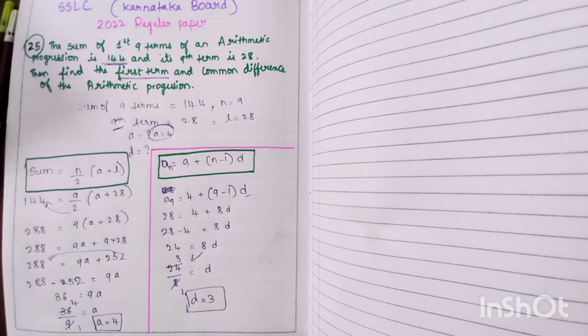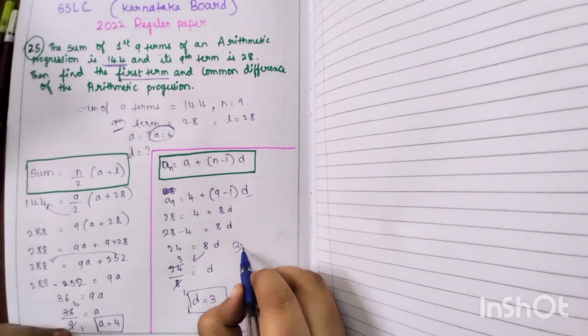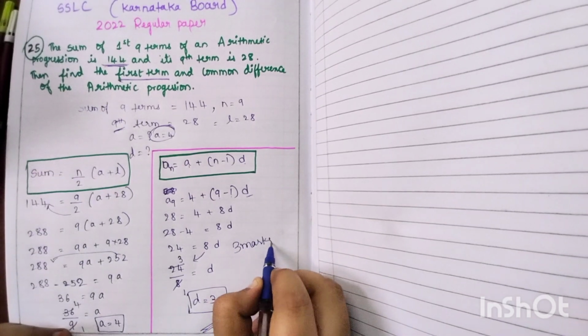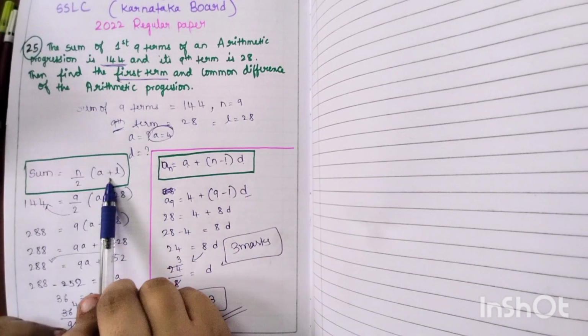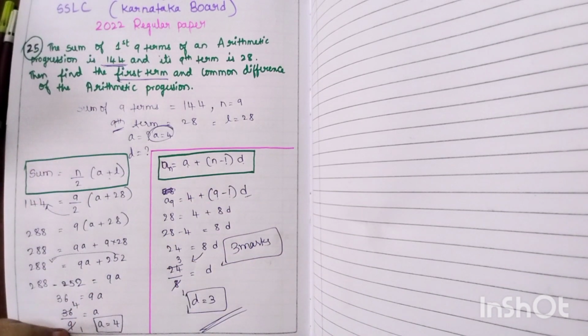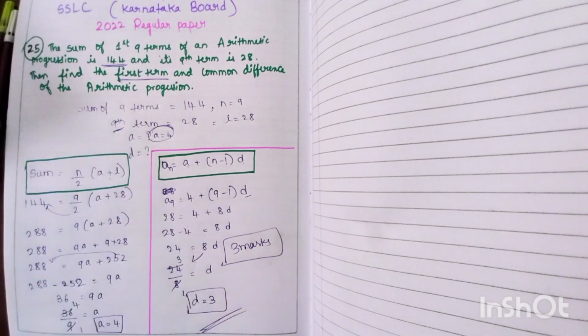So that's all for this question. If you do this, you will get 3 marks. It will be very easy. It will be based on this formula and this formula. Okay, hope you have understood this one. Now let's go to the second question, that is the 26th question.